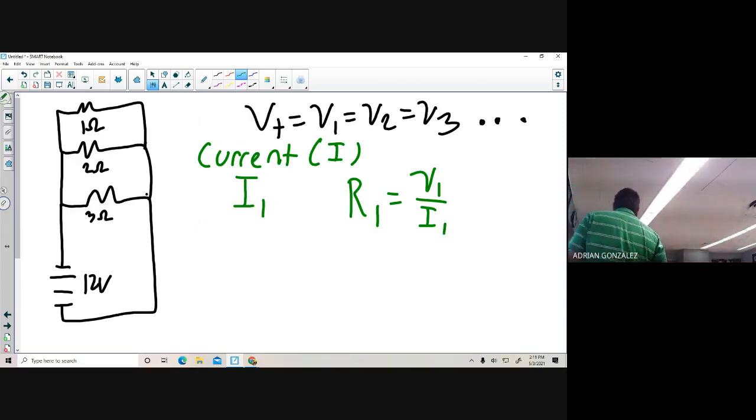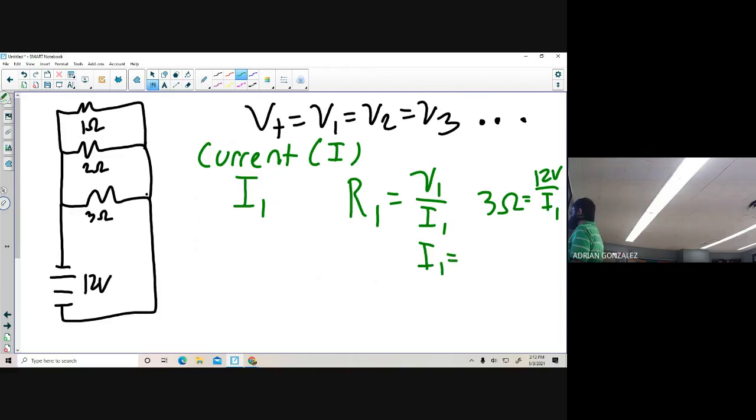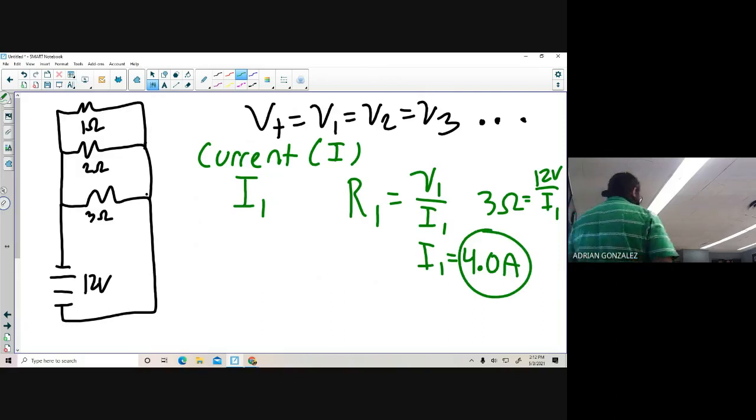Do I know R1? What is it? 3 ohms, right? What's V1? What's the voltage across this? 12 volts, right? Because it's the same as the total, yes? So the voltage drop is going to be that. Can you solve for that? Come on, that's the easiest equation in the world. What does it come out to be? 4. 4 what? 4 amps. So I1 equals 4 amps. Cool.